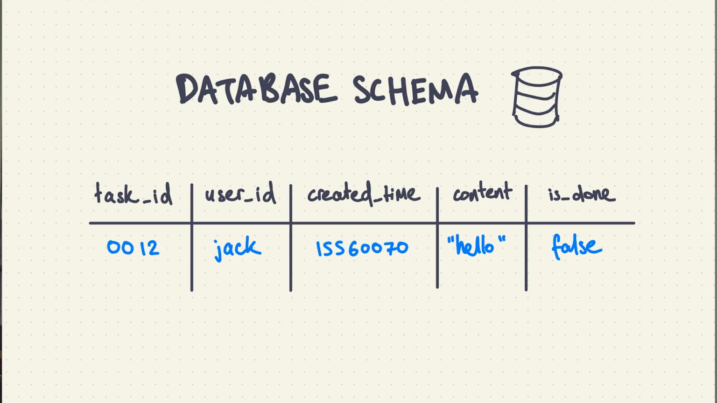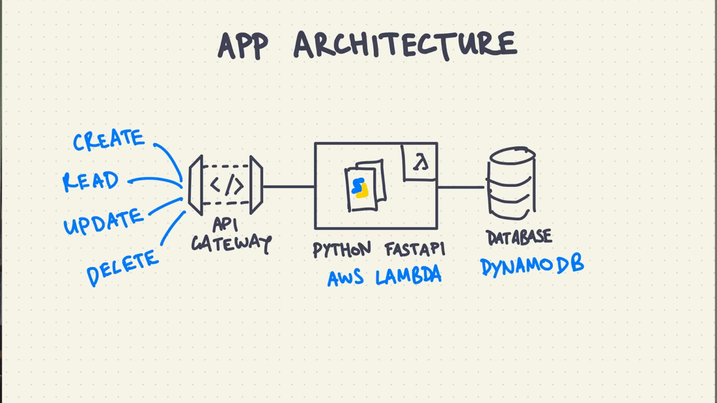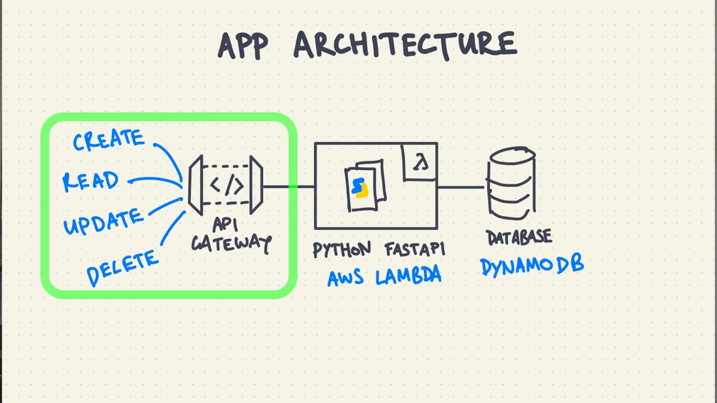And the data model is pretty simple. It's a to-do list, so we'll just have things like a task ID, a user ID, the content and status of a task, and then the timestamp for when it was created. We'll also create some REST endpoints so that our CRUD operations can be used by anything with an internet connection, such as a web app.